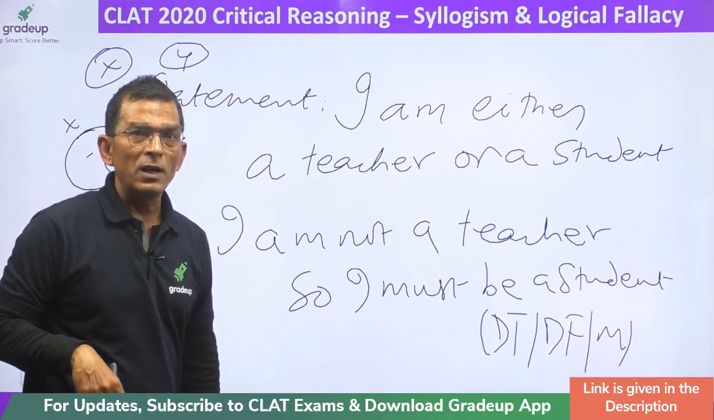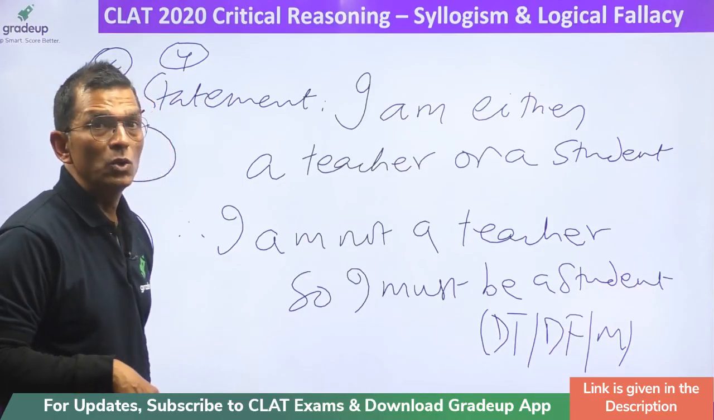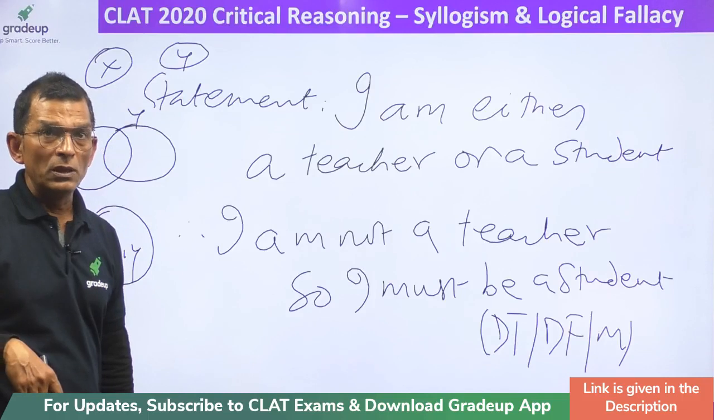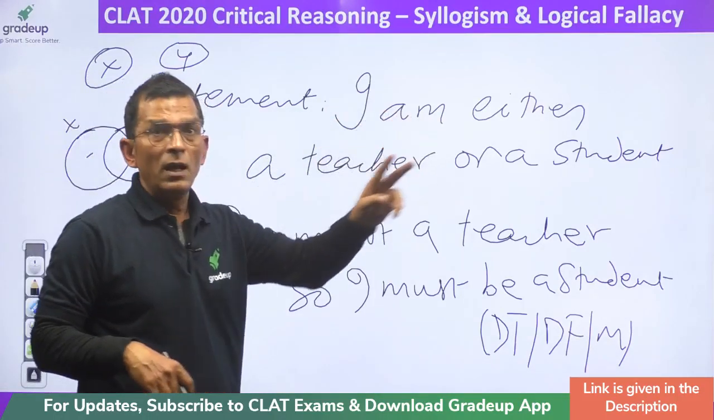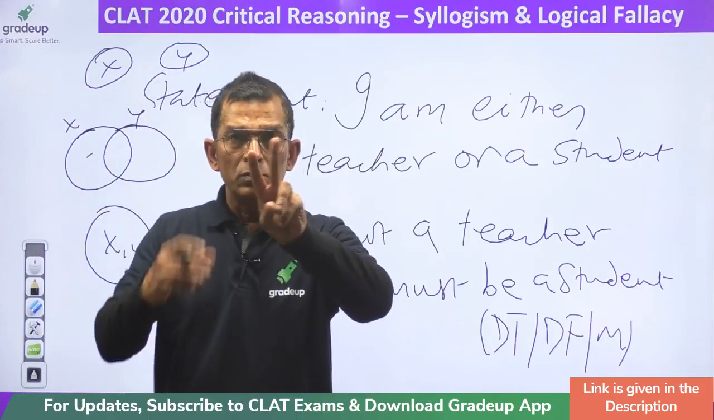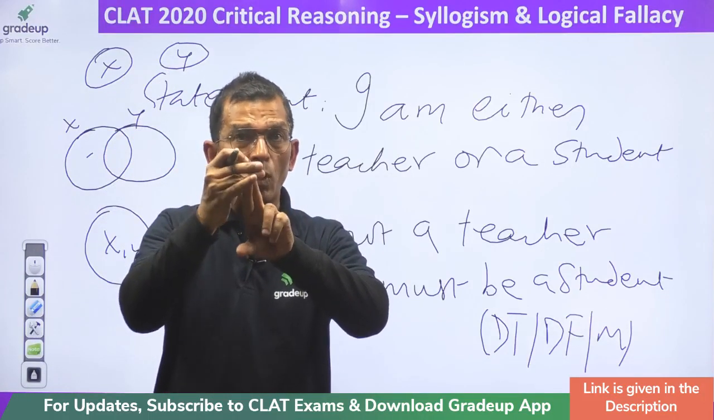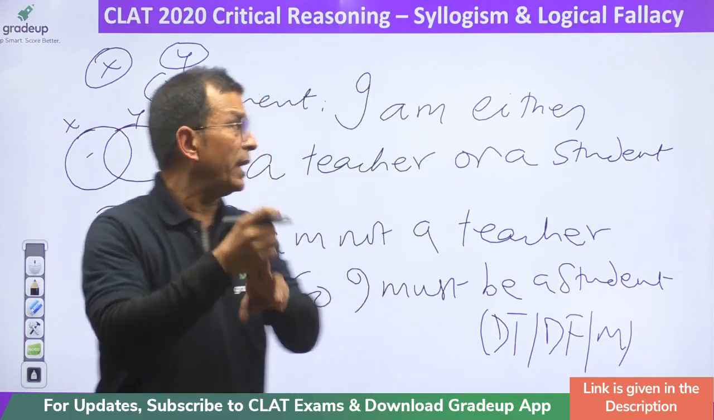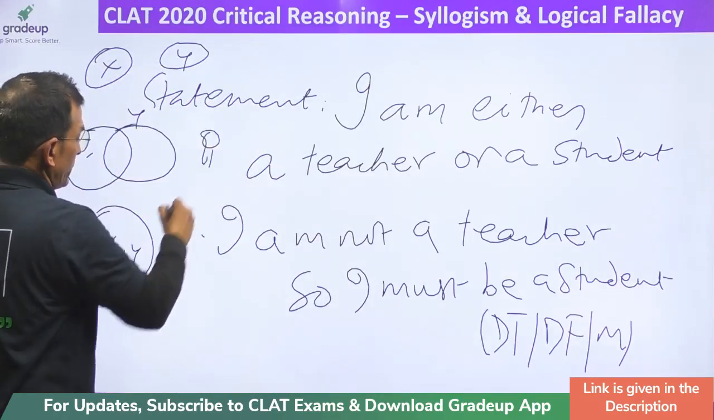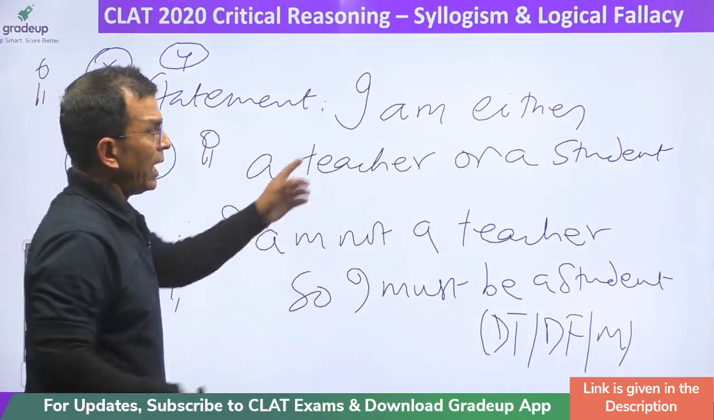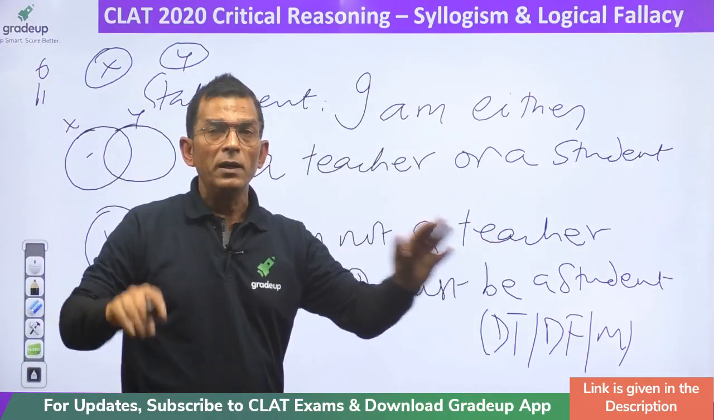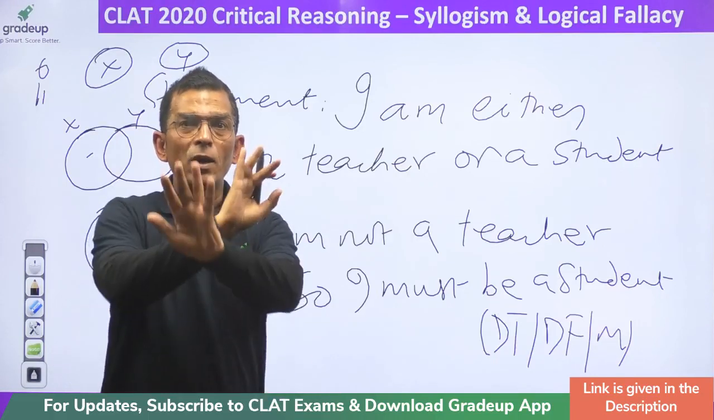Somebody said definitely false. I am sure it is 100% true. Absolutely, Akash, you are absolutely correct. The simple thing is, what I'm saying here is that I can only be in these two: either X or Y or both. I cannot stand outside. That is what the statement says. I'm either a teacher or a student, which means I cannot be anything else.